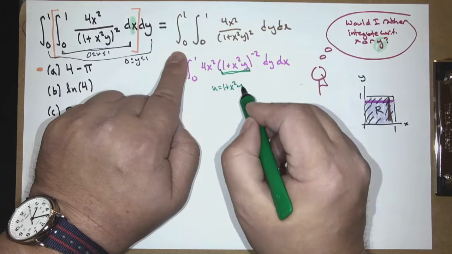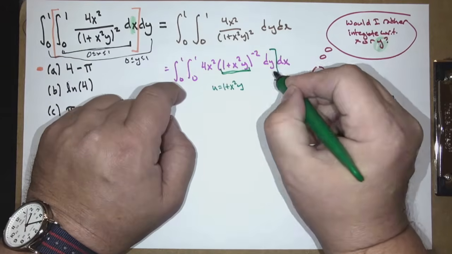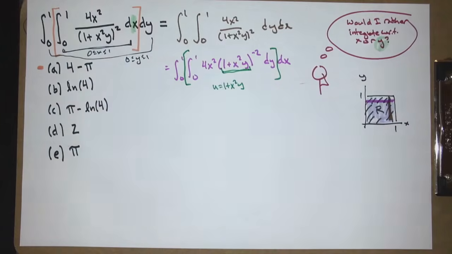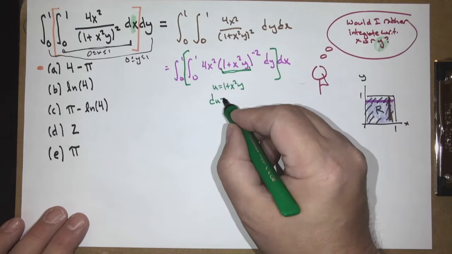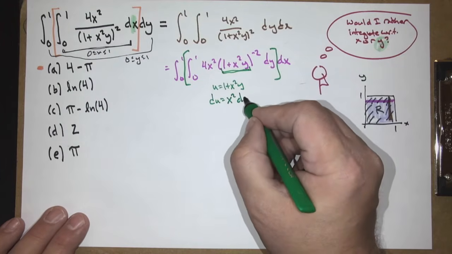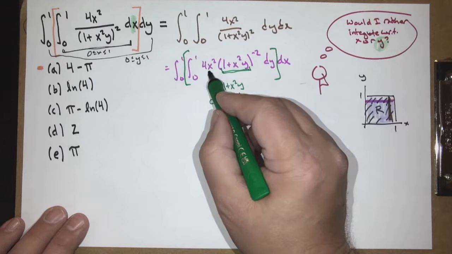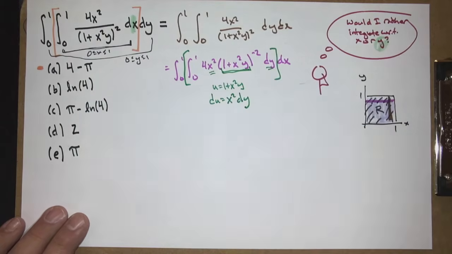Now remember, at this stage, we are thinking of x as a constant. Only the y is the variable. So what is du? x squared dy. Oh, there's an x squared dy. How convenient. Almost as if it was planned, because it was planned.